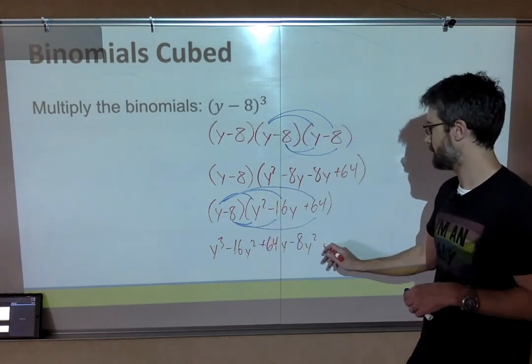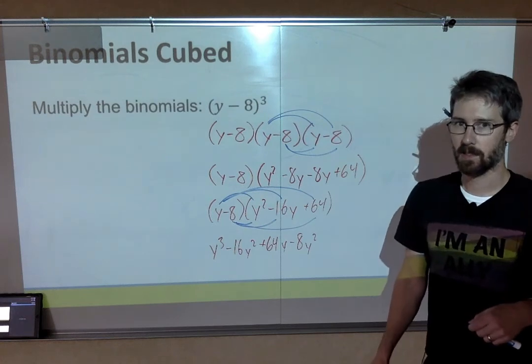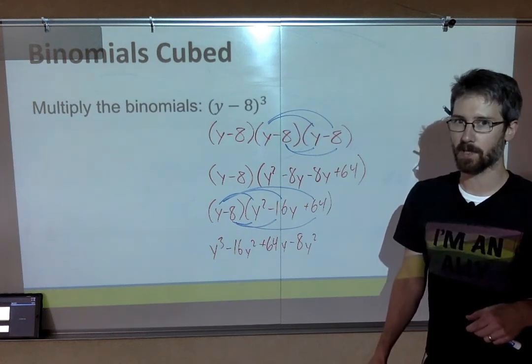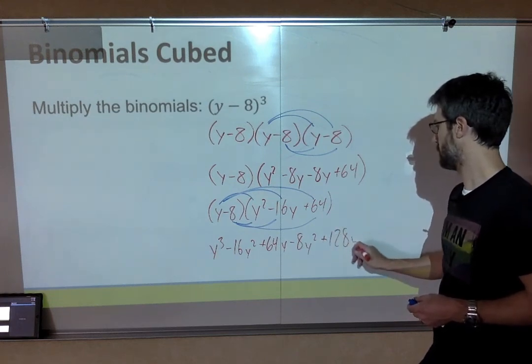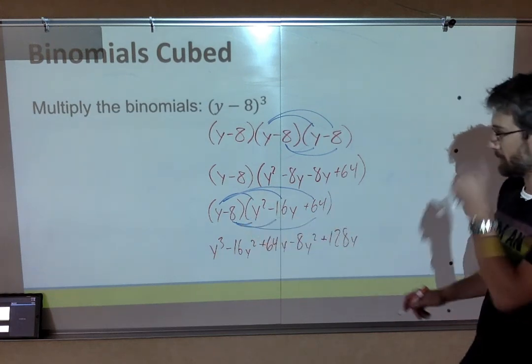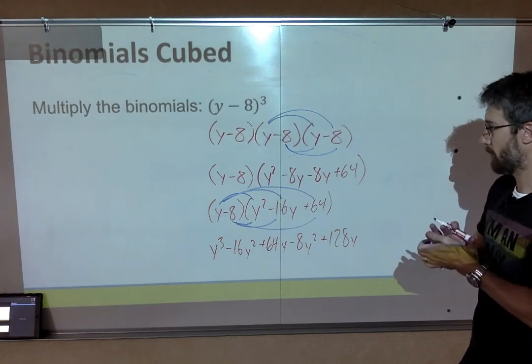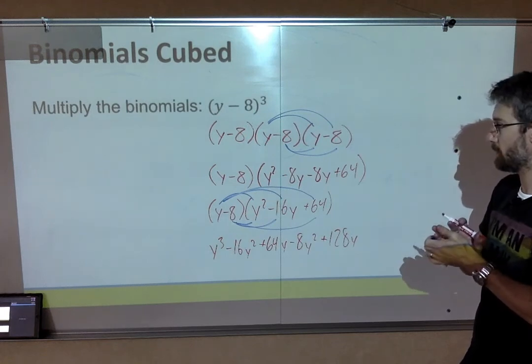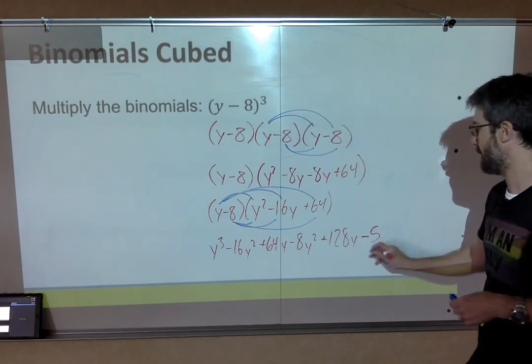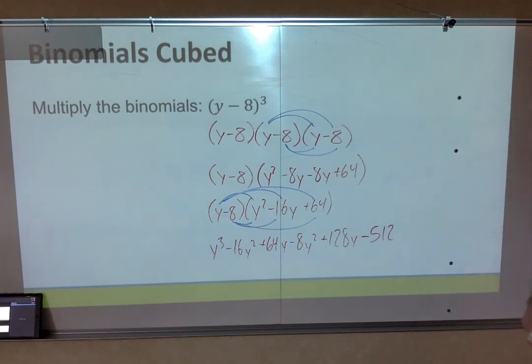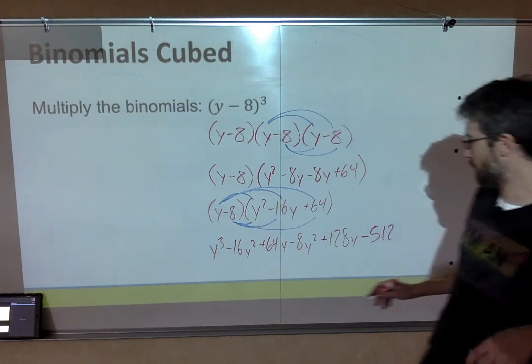Negative 8 times negative 16, 80 plus 48, 128. And negative 8 times 64, 480 plus 32 is 512, so minus 512. Yeah, I just did that in my head. I know you're super impressed.